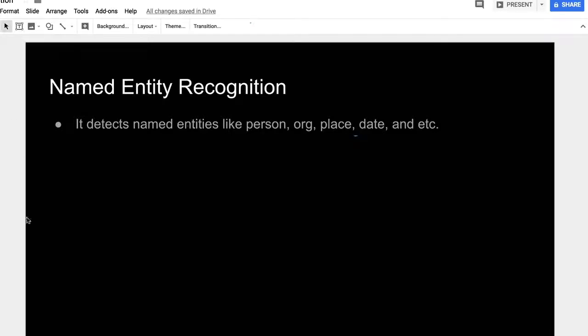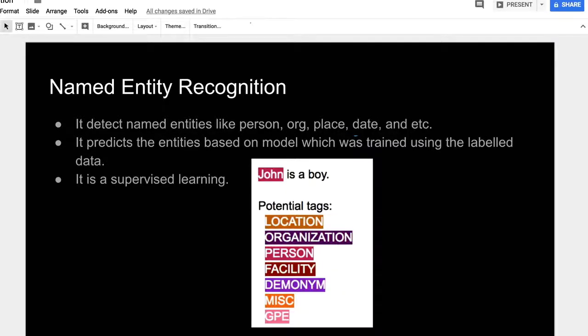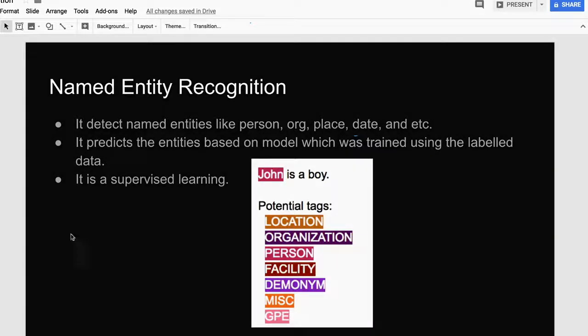date, etc. We can relate that with an example. For example, "John is a boy" is a sentence. In this, the named entity is John, which is a person. Similarly, we can write another example: "John lives in India." Here, John is a person and India is a location. So we have 2 named entities in this simple sentence. There can be n number of named entity types like location, organization, person, facility, daemon, etc.